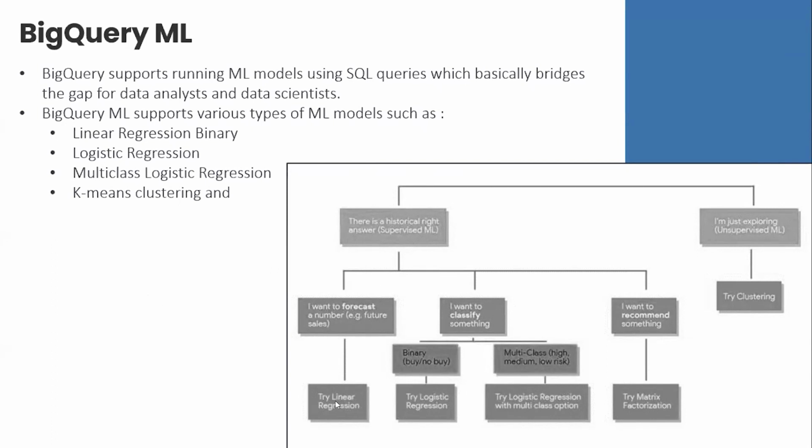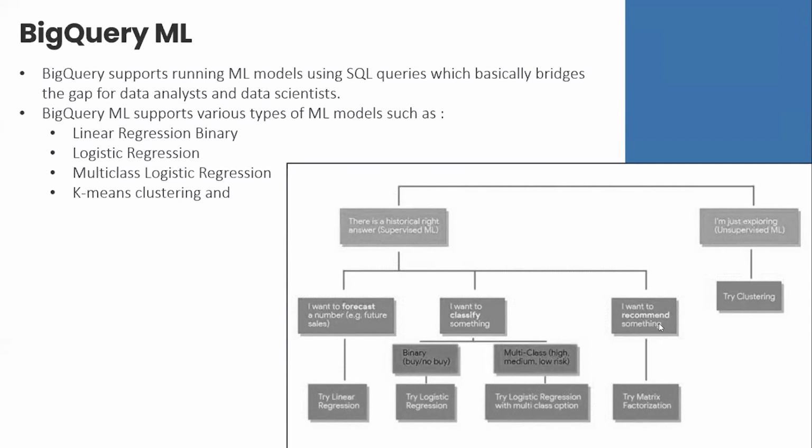And this is just guidance for you guys. At the same time, if you want to do classification, you can do binary classification: go or no go, buy or no buy, yes or no, will happen or not happen. We also have multi-class, such as high, medium, low risk. If there are more than two options for the decision, we can go with multi-class classification, so try logistic regression with multiple class options.